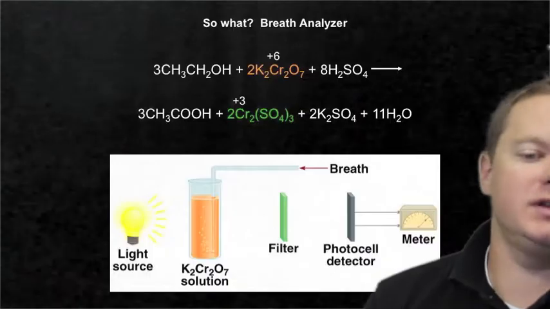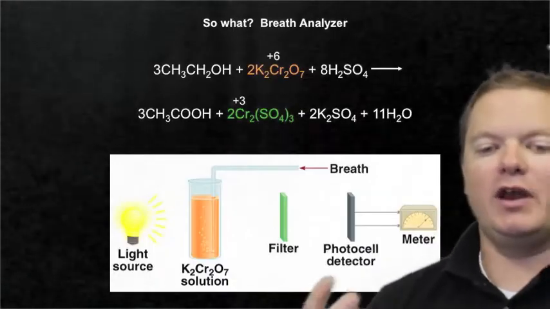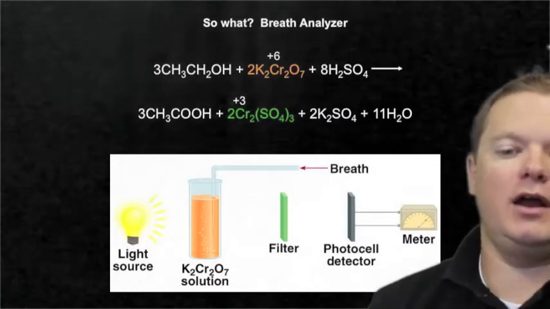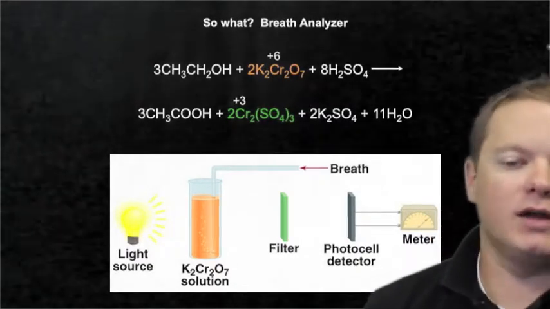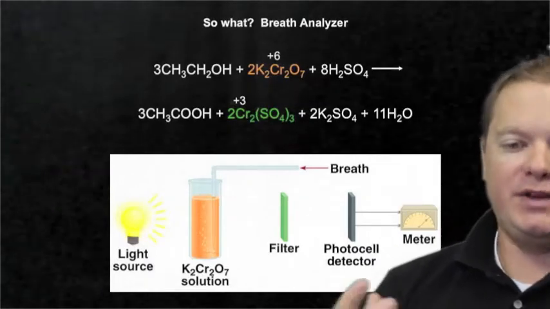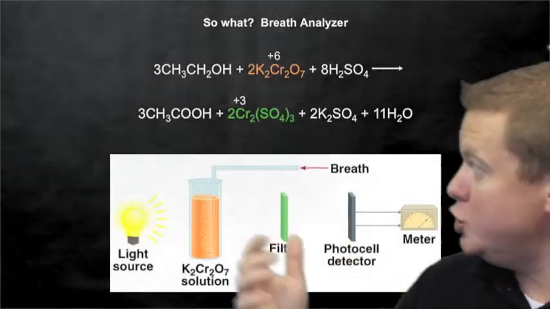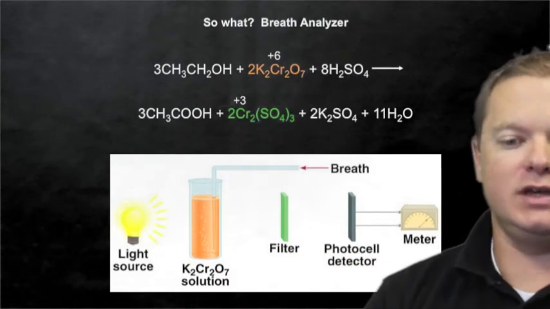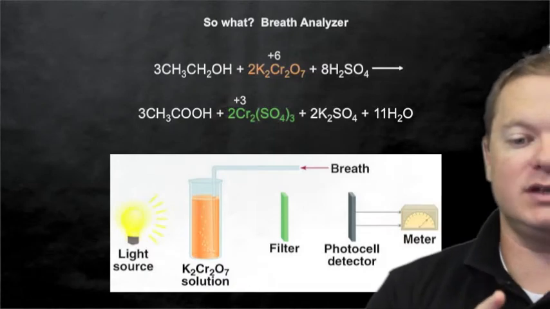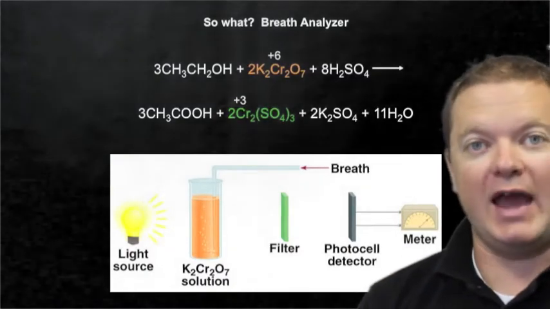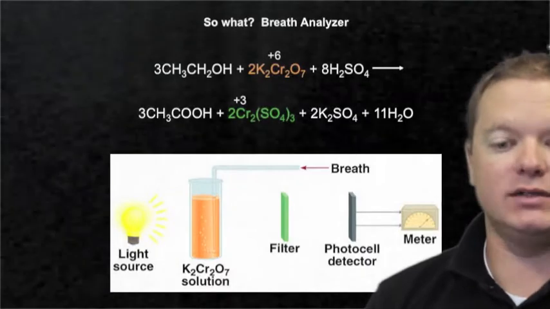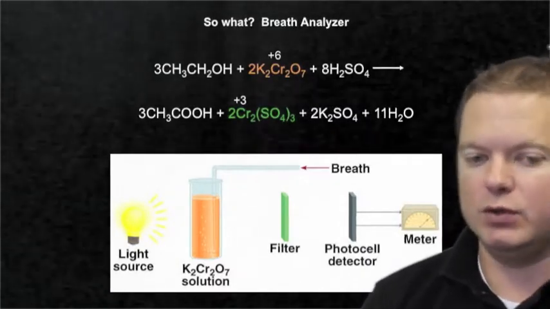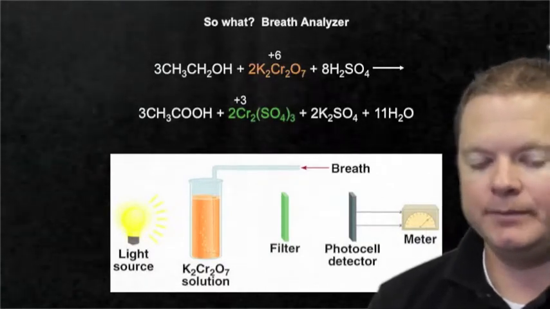I just want to leave you with one common example. If we look at a breathalyzer analysis, a breathalyzer analysis is an oxidation-reduction reaction. We have this potassium dichromate solution, which is orange. When we blow into it, we cause the chromium to go from +6 to +3. So it's gaining electrons, so it's being reduced. And by that, we're actually causing something else to be oxidized. That alcohol is being oxidized.